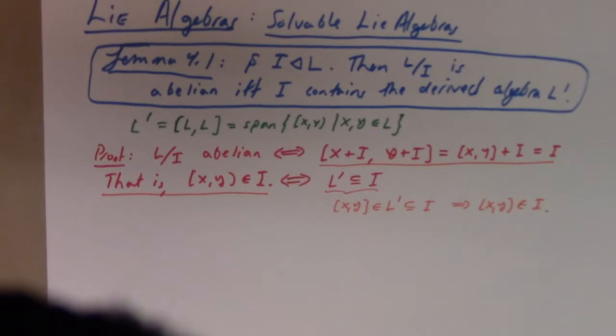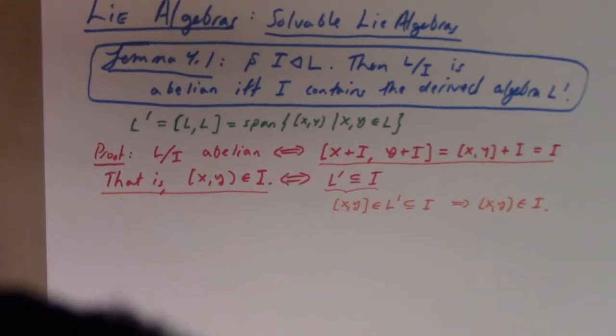Yeah, so saying the derived subalgebra is a subset of the ideal forces the commutator of things in the ideal to once more be in the ideal. Which makes the quotient abelian. Which is perhaps the more interesting thing, right? Yep. Okay. All right, moving along.